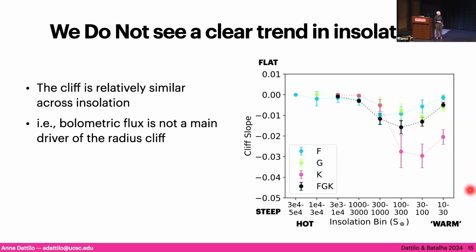The only outlying one is for K-type occurrence, and that's because the K occurrence overall is higher than the other stellar types. And so this means that whatever is causing the cliff shape isn't relying on insolation, i.e. it's not a bolometric flux process that is driving this shape, okay? It has to be something else. So what else could it be?